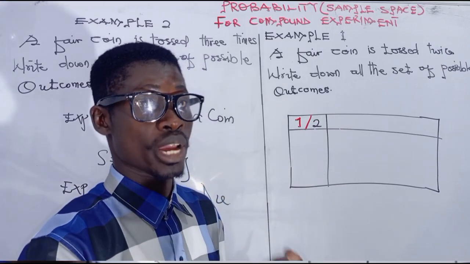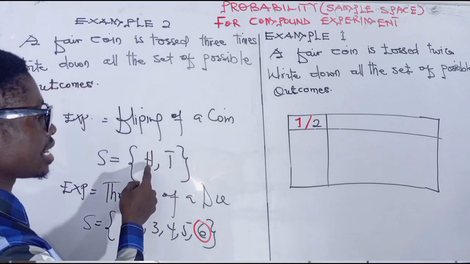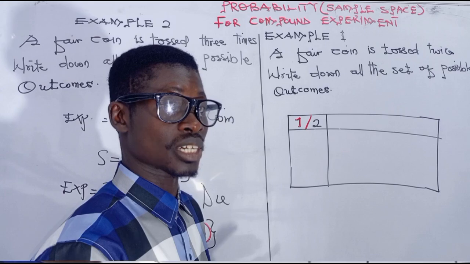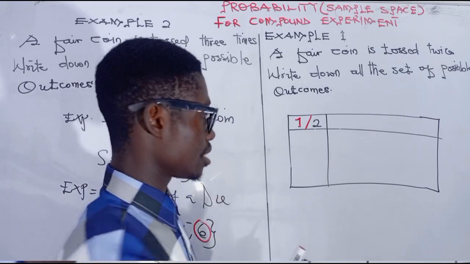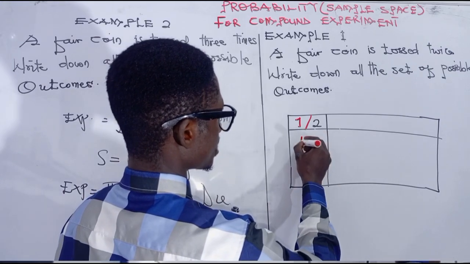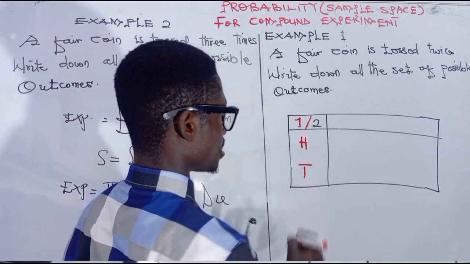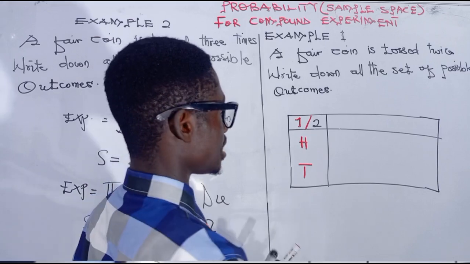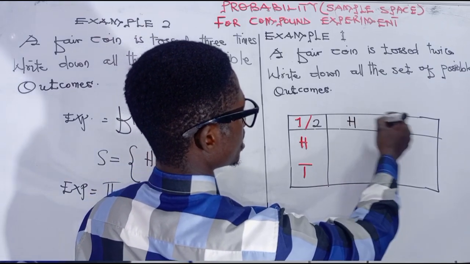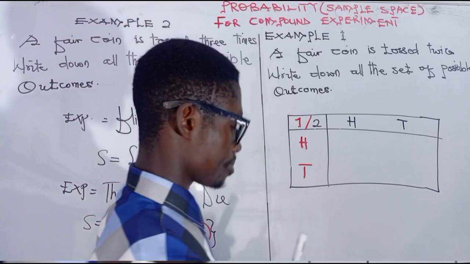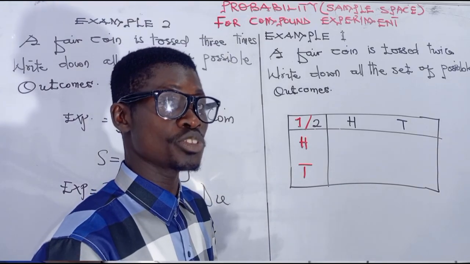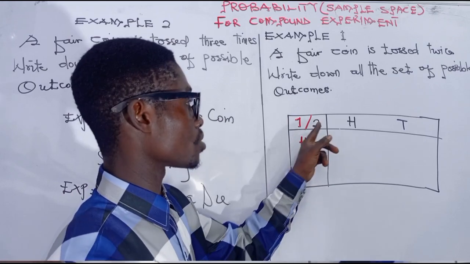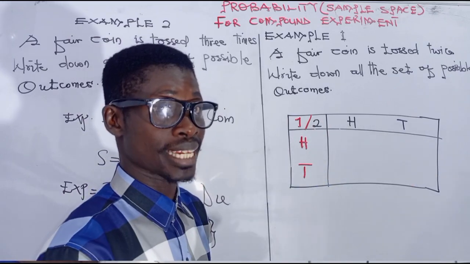We know that when we toss a coin, we are either going to have a head or a tail. So in this column, we are going to write the set of possible outcomes when we toss a coin once. So we have the head and then the tail. And on this row, we are still going to have a head and then a tail. Once we have this, we are going to pair the outcomes from the toss of the first coin with the outcomes from the toss of the second coin.